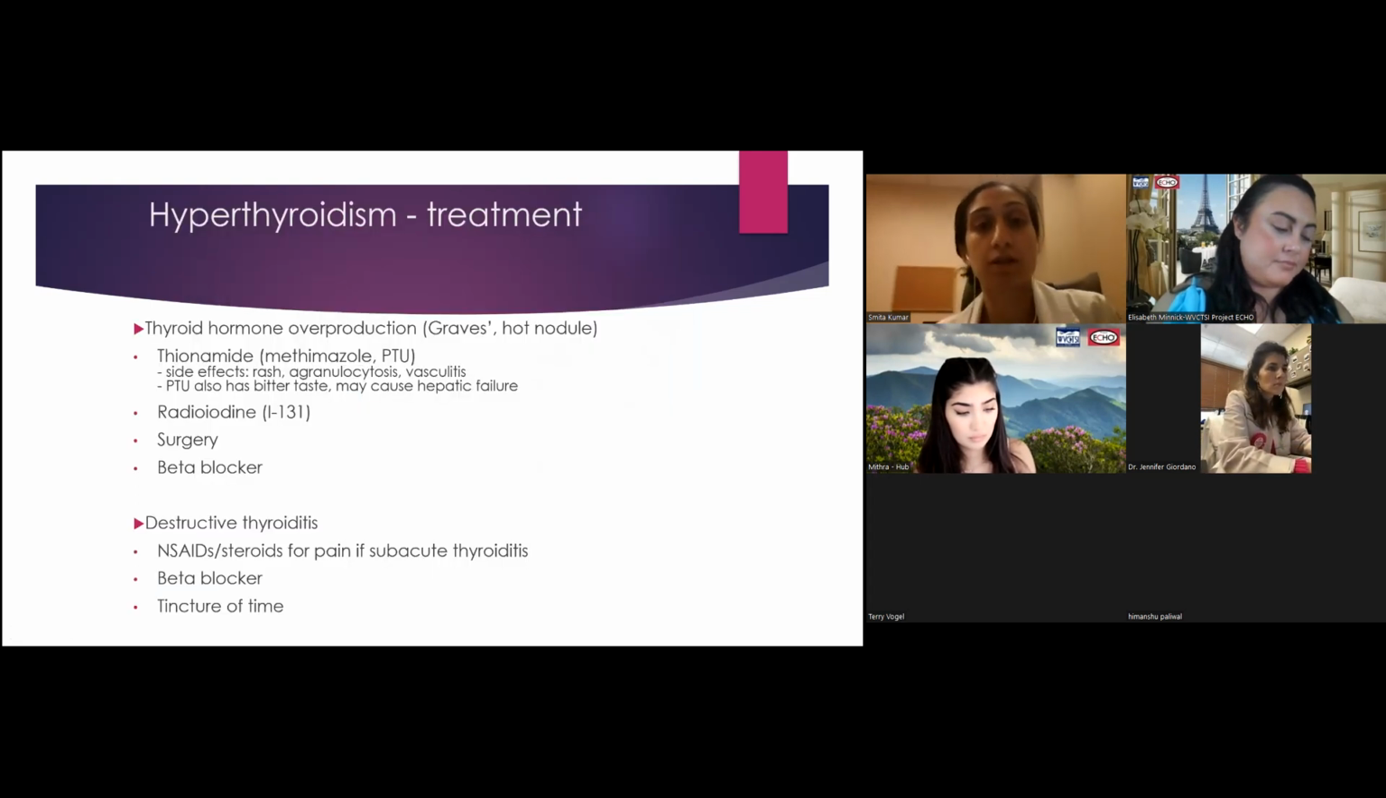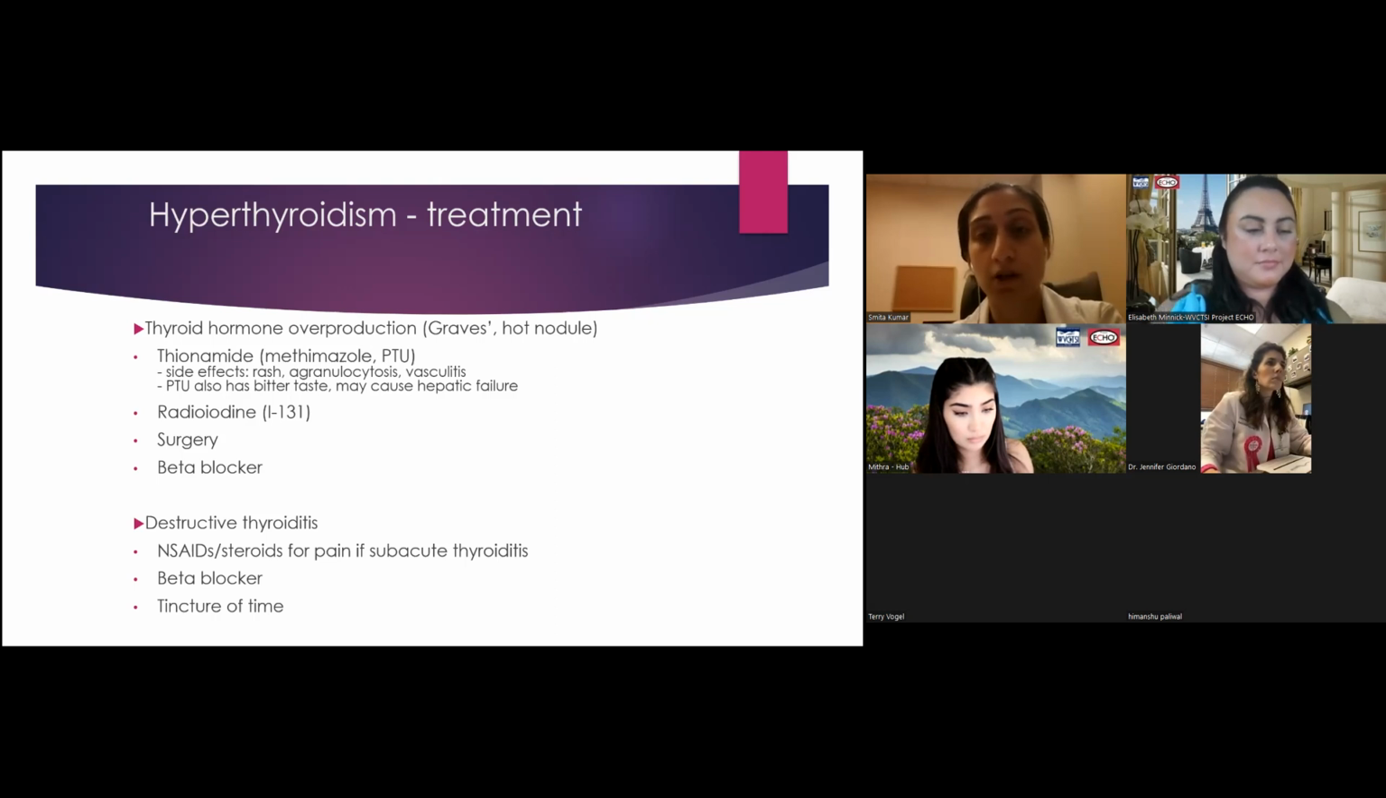Treatment depends on the cause of the hyperthyroidism. If it's due to an overproduction problem, which is both in Graves' disease or hot nodules, you have several options. One is to use medications like thionamides, like methimazole or PTU. Some side effects of these medications to think about: patients can have rash. You want to warn them about agranulocytosis. So if they're taking these medications and they get any sort of fever or sore throat, they need to let you know right away so that you can stop the medication and check their CBC and make sure their counts are okay.